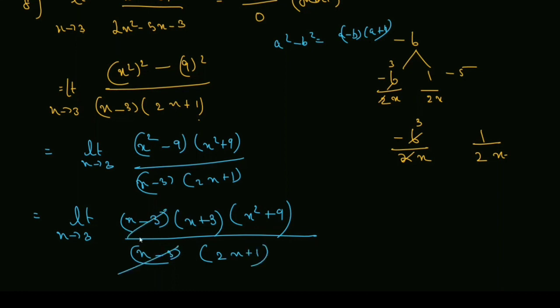So this is cancelled. Now we can substitute the value. Okay, so put x is equal to 3. What do you get? 6 into 18 by 6 plus 1, 7. So it is equal to 108.